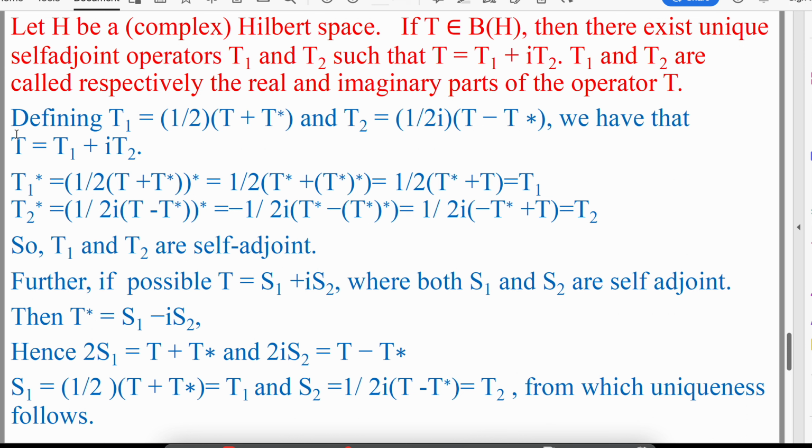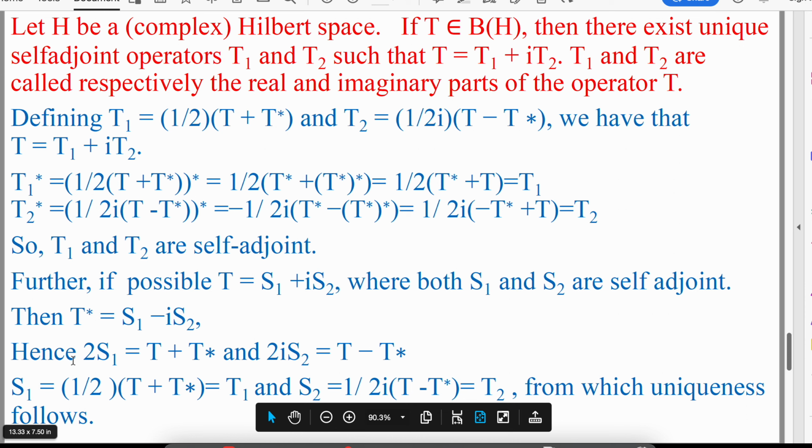Now we will prove the uniqueness part. Suppose, if possible, T is also equal to S1 plus iota S2, where S1 and S2 are also self-adjoint. It means T star is equal to S1 minus iota S2. Hence, if we add the two, 2 S1 is equal to T plus T star. If we subtract, S1 and S1 will cancel, and this will become plus 2 iota S2 equal to T minus T star.